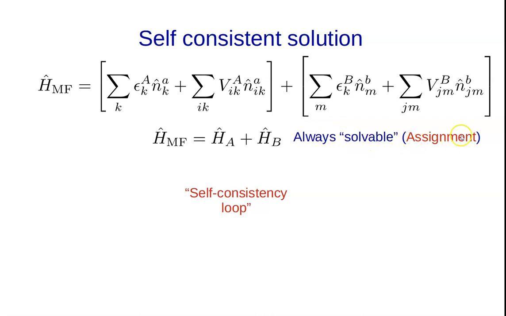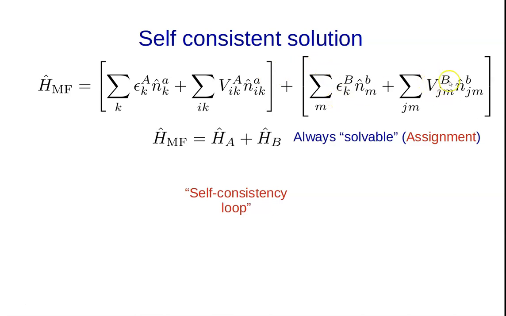So this is in the assignment. You're going to show that any Hamiltonian with this form can be diagonalized. You can always solve it. In principle, you can always find a single particle spectrum for that, okay? And then the n-body ground state and the spectrum. Okay, so that's, quote-unquote, easy, solvable.